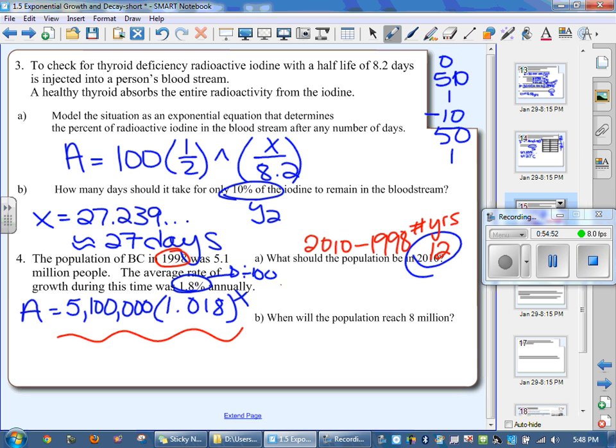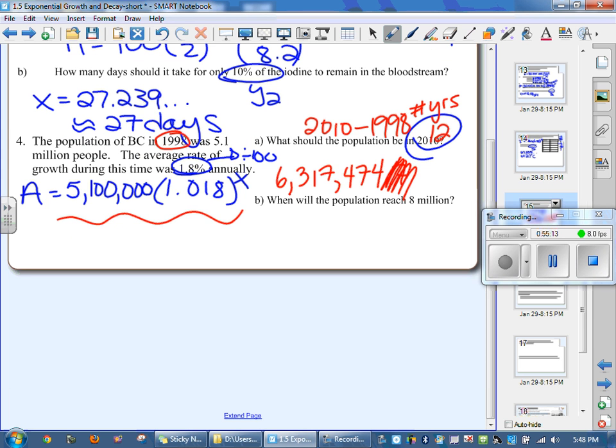Okay? Now, it asks us on B, when's the population going to reach 8 million? Again, we'll do an intersect here. That's going to go into Y2. You do an intersect, and you're going to get 25 years. Okay, well, you have to add 25 years to 1998. So 25 years after 1998, 1998 plus 25 is going to give us around the year 2023 is when it's going to happen.